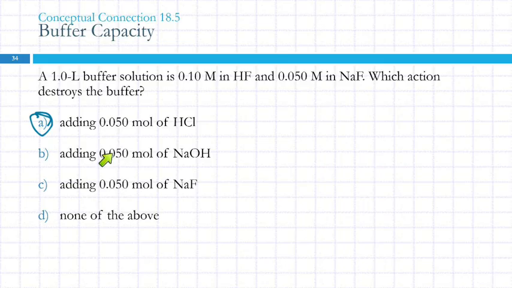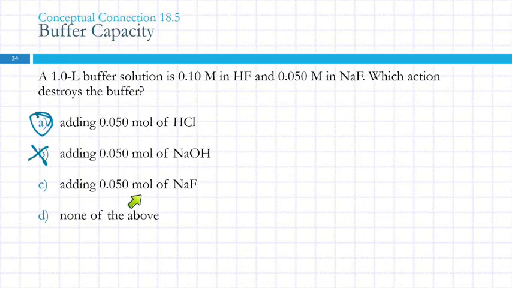What if we add 0.05 moles of sodium hydroxide? What do we care about here, the sodium or the hydroxide? The hydroxide. And what's that going to react with, HF or NaF? It'll react with the HF. So 1 liter of this is 0.1 moles of HF, and if we add 0.05 moles of sodium hydroxide, that's going to take out half of it, right? But we've still got some left. So it would still function as a buffer. So this is not going to destroy it.